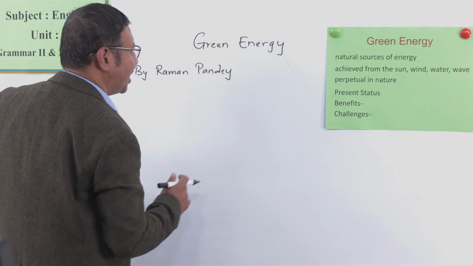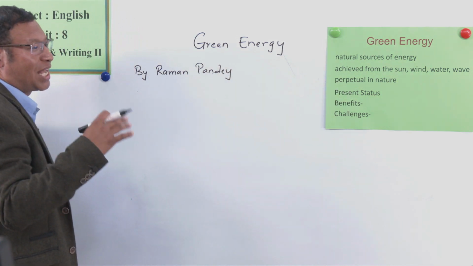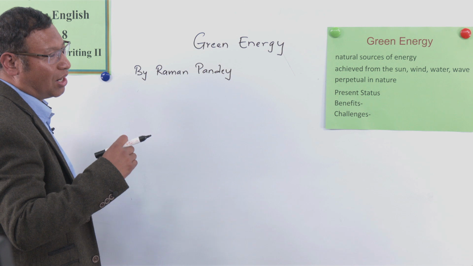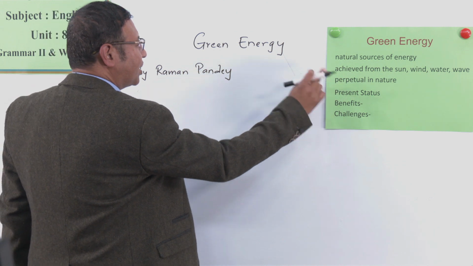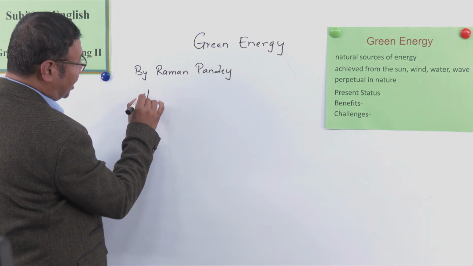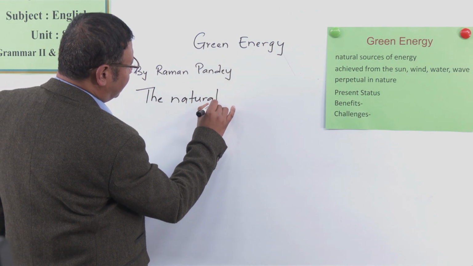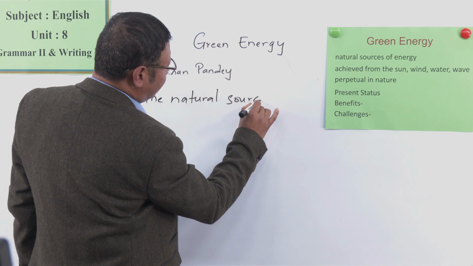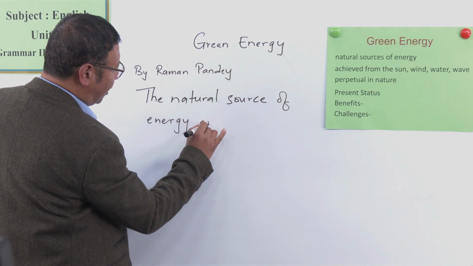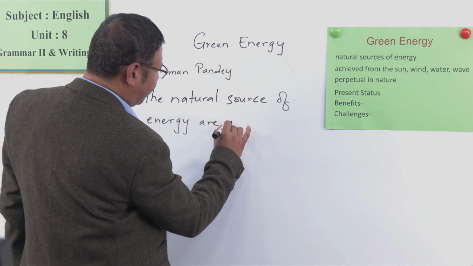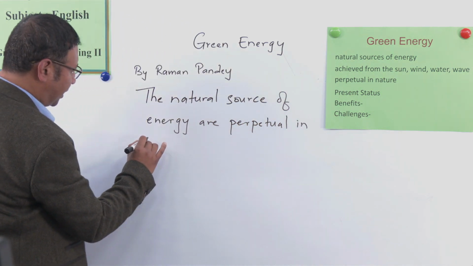Now, what about perpetual in nature? What do you mean by perpetual? Perpetual means long lasting. They are living for a long time, never ending, unlimited. That is perpetual. So therefore natural sources of energy are perpetual in nature.